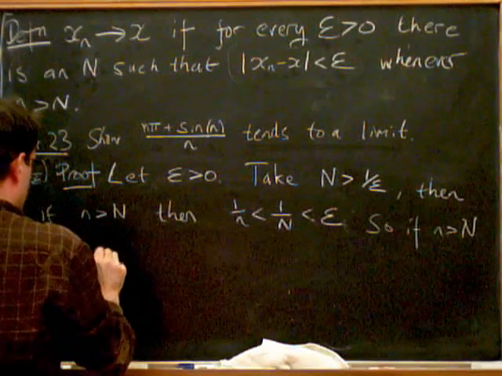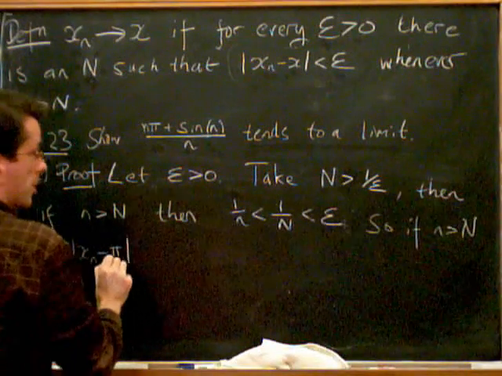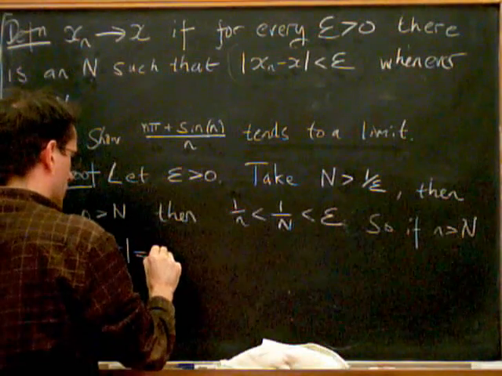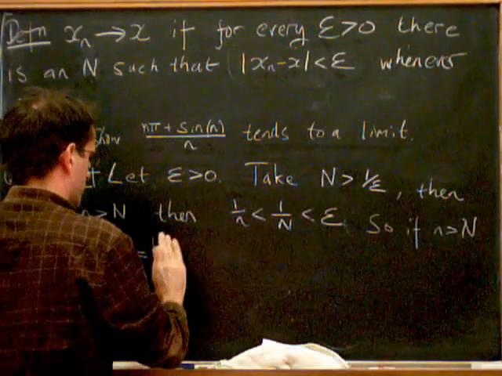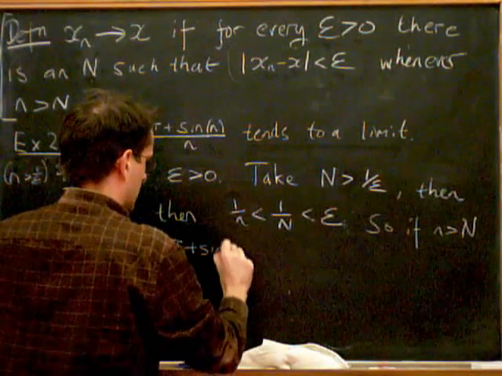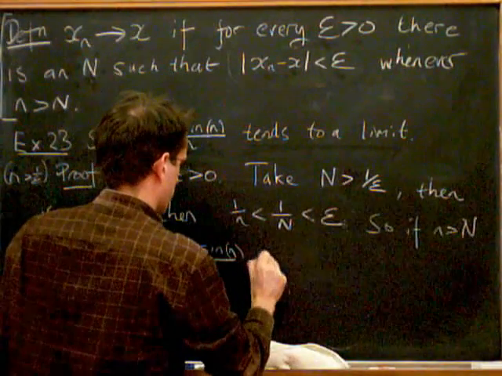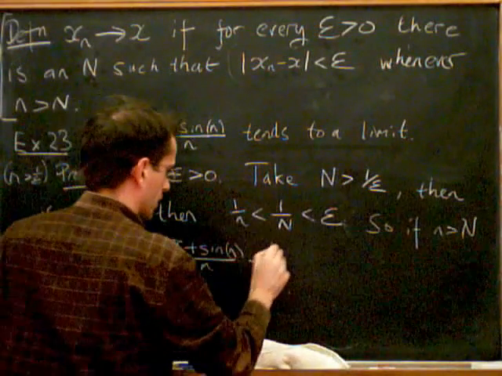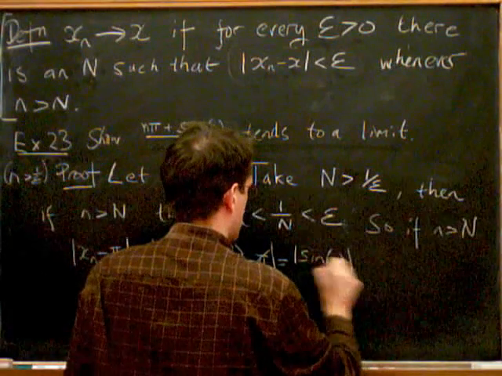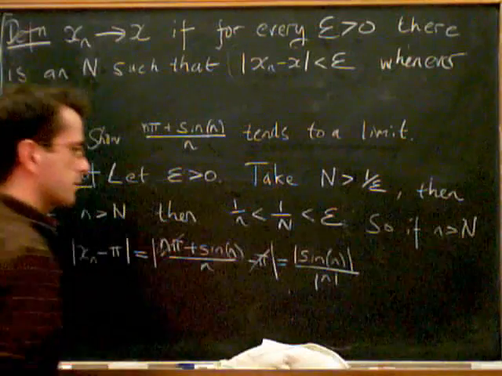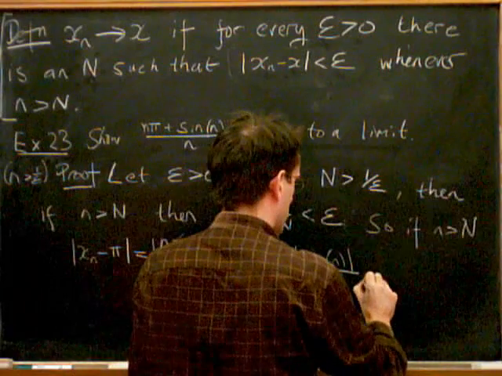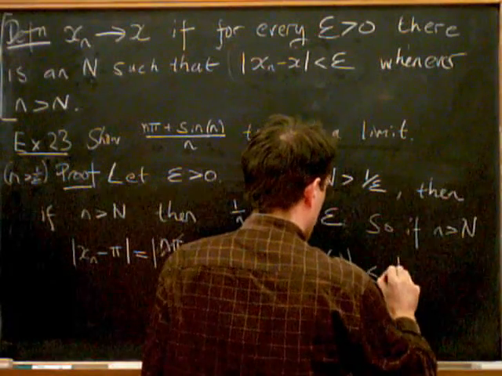So xn minus pi, remember pi is our candidate limit, that's what we're guessing the limit is, so this is going to be the modulus of (n pi plus sine n) all over n, minus pi. So we did this already in our rough work, that cancelled with that, so this is equal to the modulus of sine n over the modulus of n. But of course remember, modulus of sine n is always less than or equal to 1, so this is less than or equal to 1 over n.